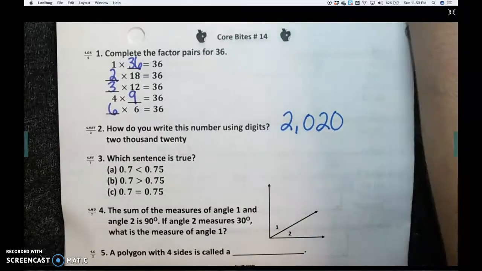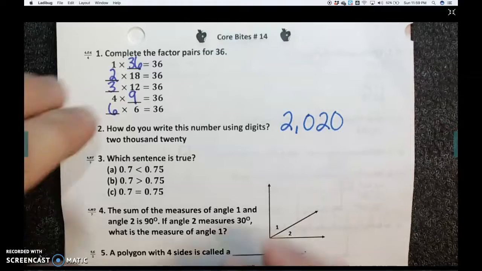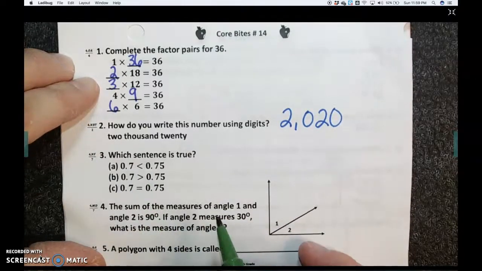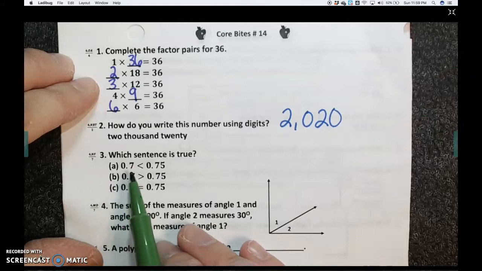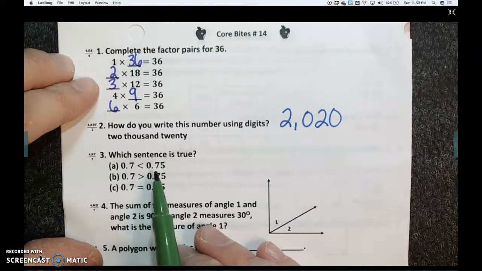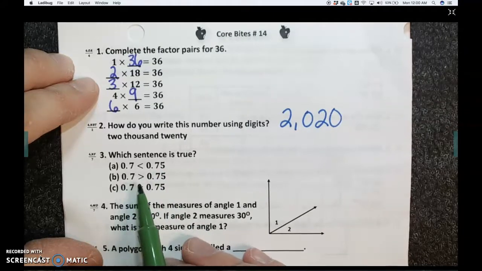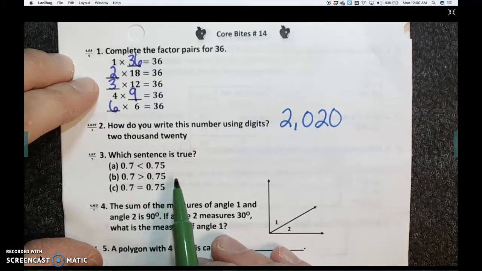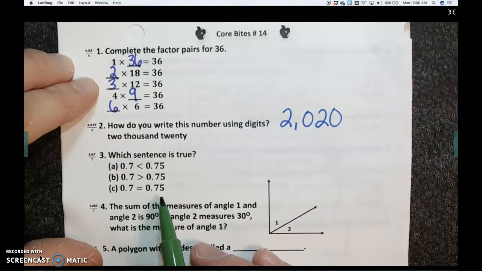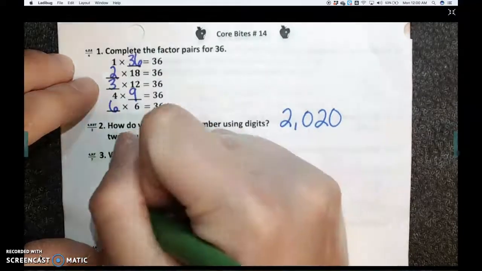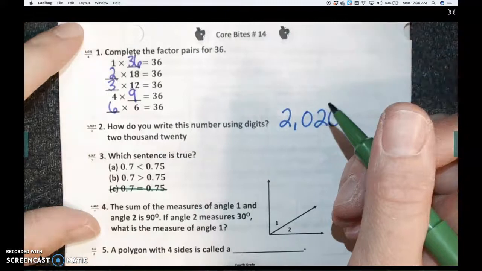For number 3, it says which sentence is true. You've got some decimals. You've got less than, greater than, and equal to. So 0.77 is less than 75 hundredths. 7/10 is greater than 75 hundredths. 7/10 is equal to 75 hundredths. Well, you can clearly see they are not equal, okay?